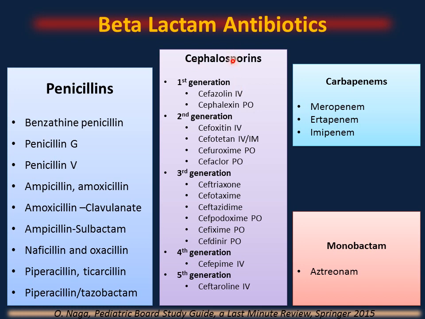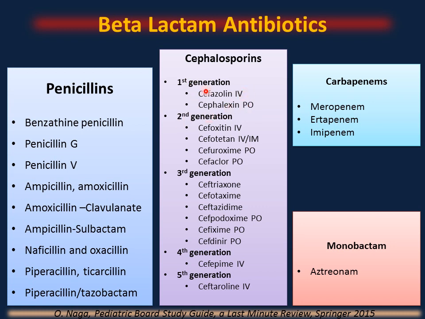We have cephalosporins, which come in 5 generations. The first generation covers gram-positive, especially staphylococcal infection. They cover strep also, and they cover E. coli as well. The IV form is cefazolin and cephalexin is the oral form. They do not cover MRSA.